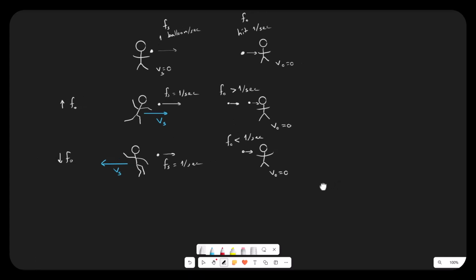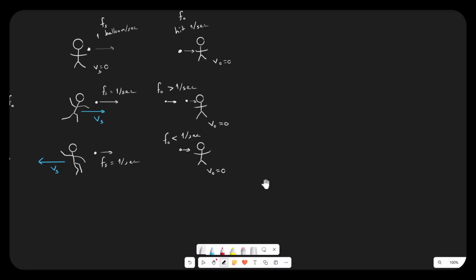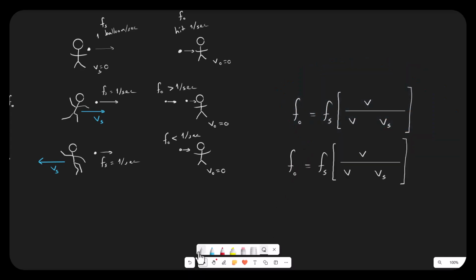I want to relate this to my equation. So in both these cases, my observer speed is 0. Frequency observed equals frequency source. Observer speed is 0, so the top is just going to be V. The bottom is going to be V and V source. And I just need to decide, is this a plus or a minus?